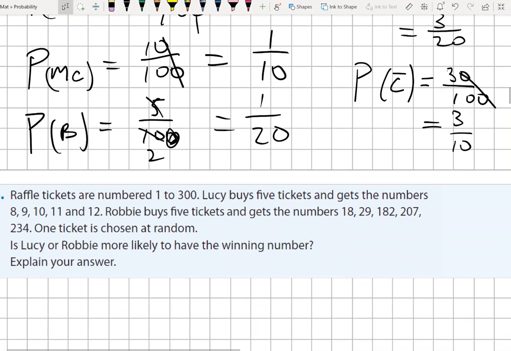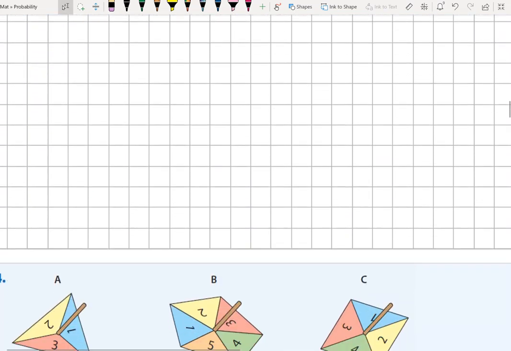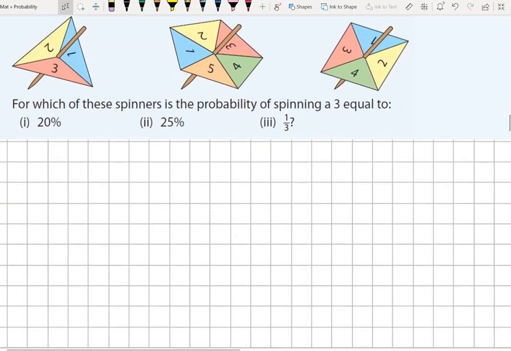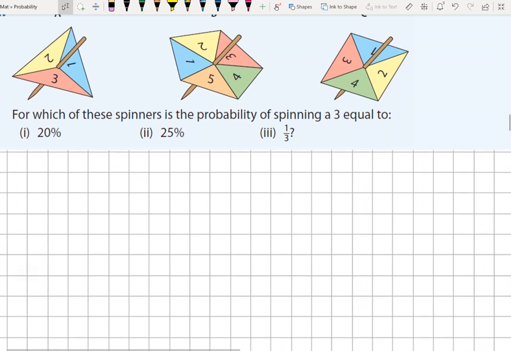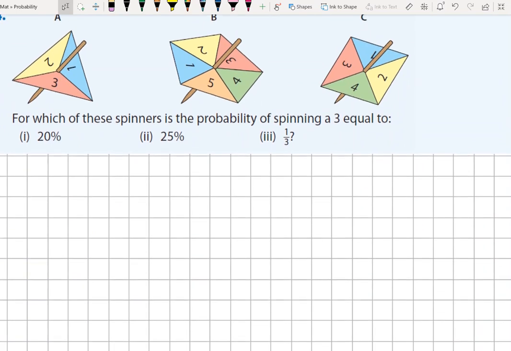Now, we don't have question 3, we have question 4 for homework. For which of these spinners is the probability of spinning a tree equal to 20%? Well, 20% is a fifth, so there should be 5.